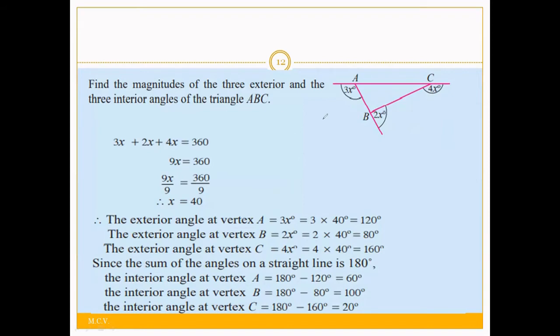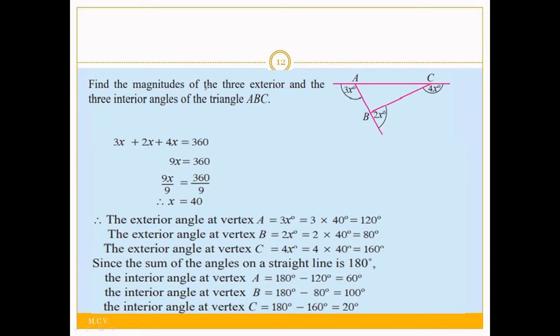Let's see this example. Here the 3 exterior angles are 3x, 2x and 4x. So directly you can write the equation: the 3 exterior angles of a triangle sum to 360 degrees. 3x plus 2x plus 4x equals 360. 3 plus 2 is 5. 5 plus 4 is 9. 9x equals 360. So divide both sides by 9. Then x equals 40 degrees. When you divide 360 by 9, that is 40 degrees.